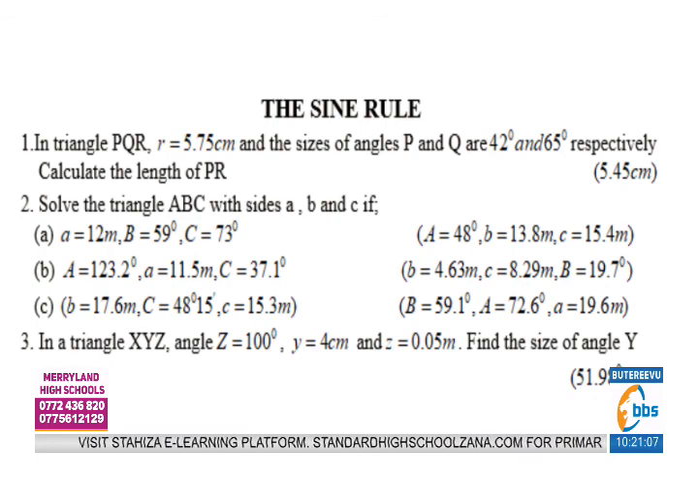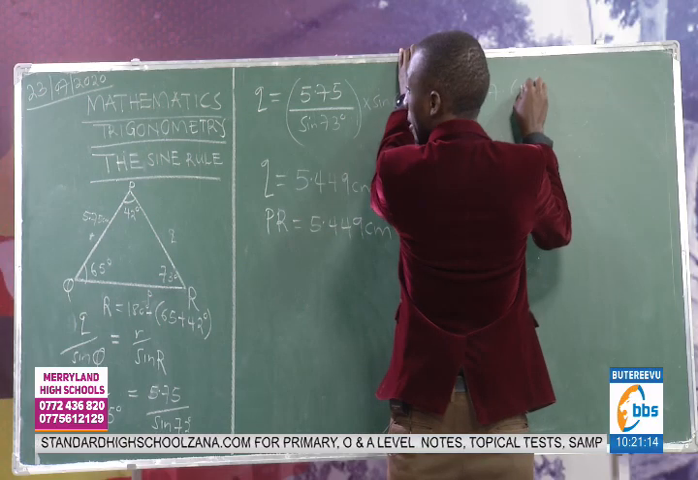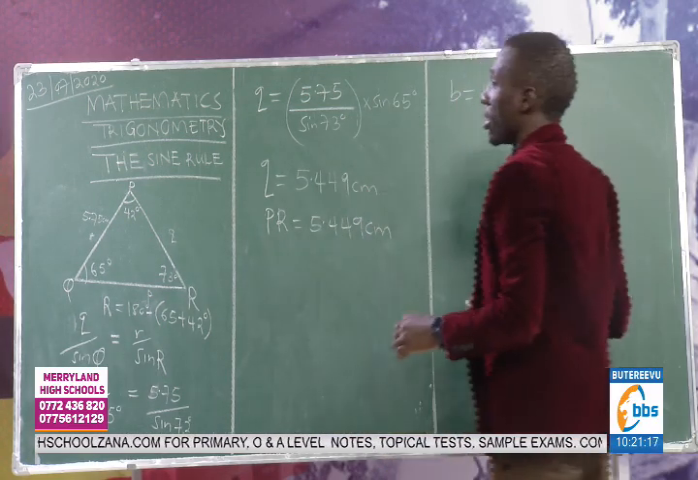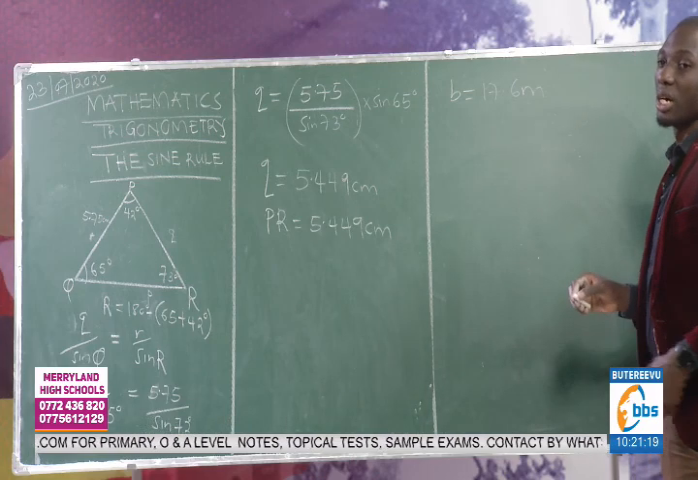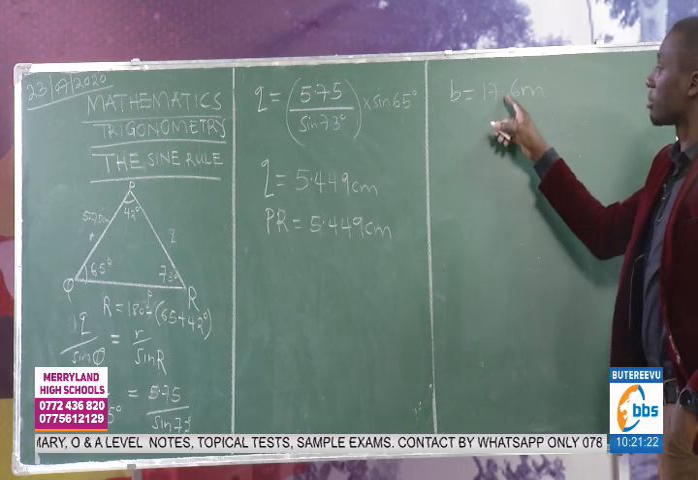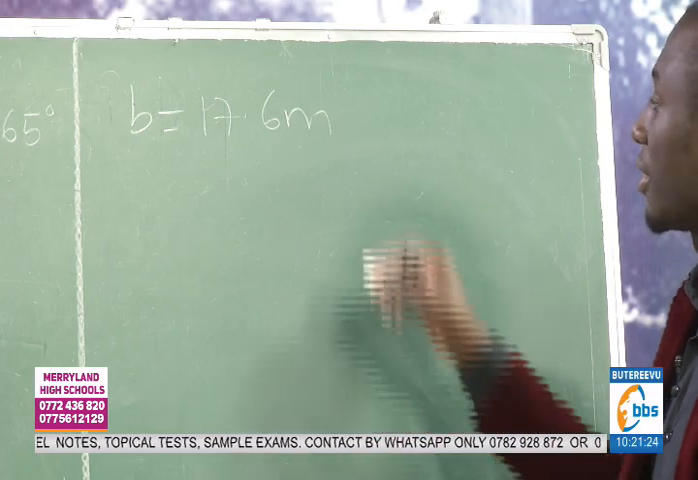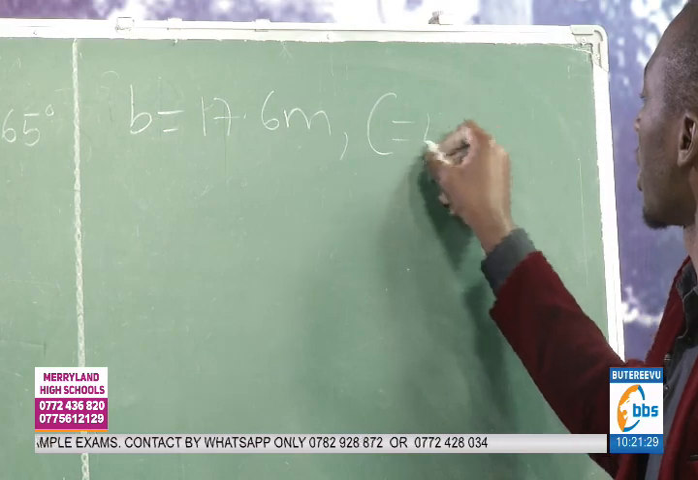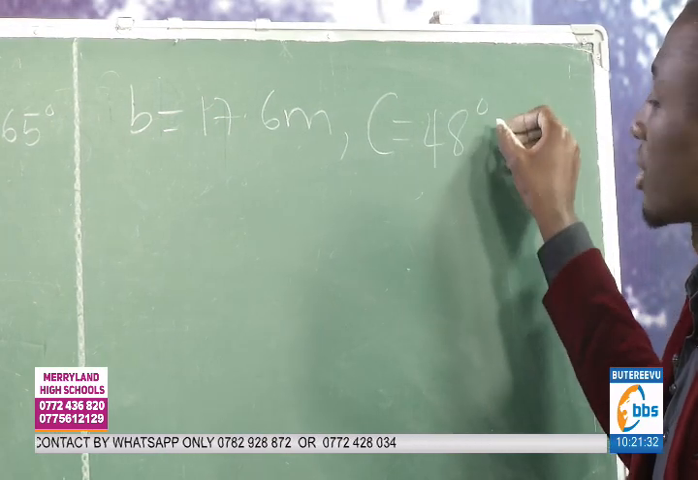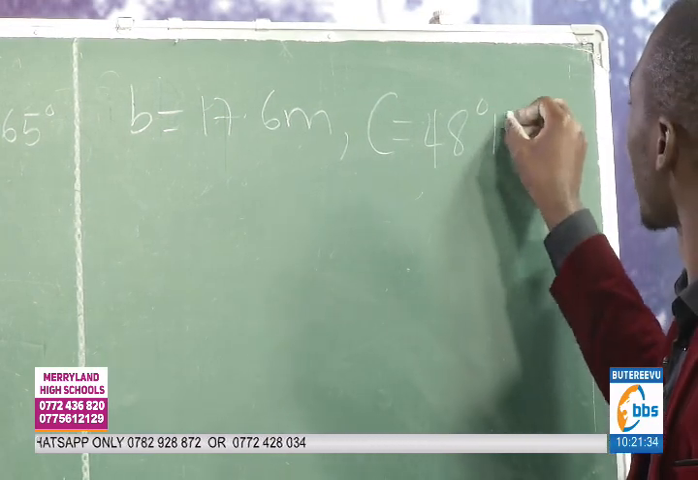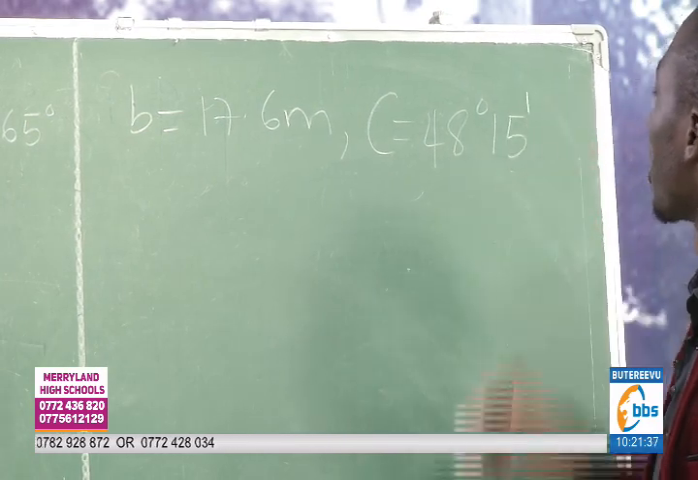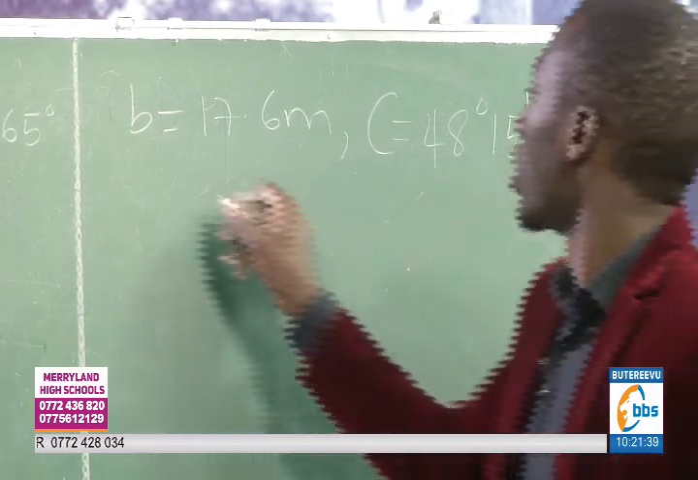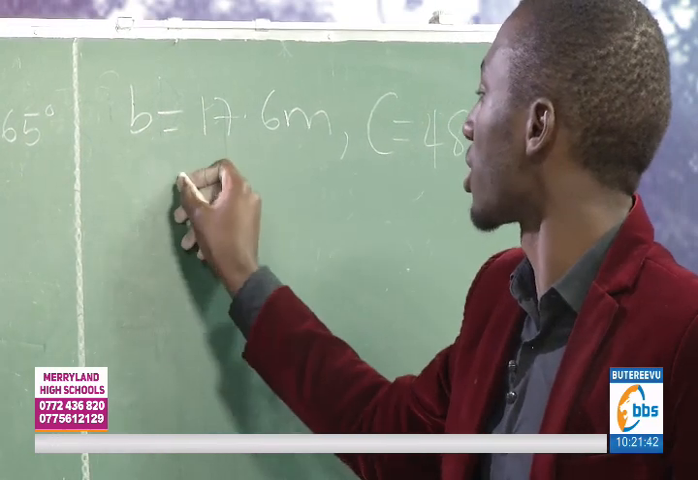Now, if you look at part C, we are having b equals 17.6 meters. I said that part A and B we can be able to do, but in part C we have our b as 17.6 meters, and also we are having our C. In this case, C is the angle because it is capital, and this is 48 degrees and 15 minutes. We are going to talk about this. And so we are having small c.